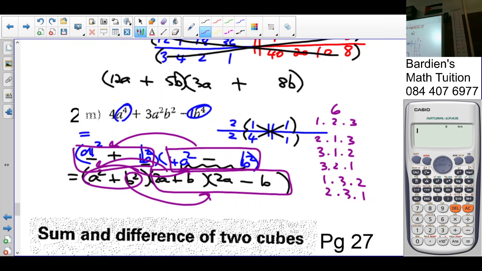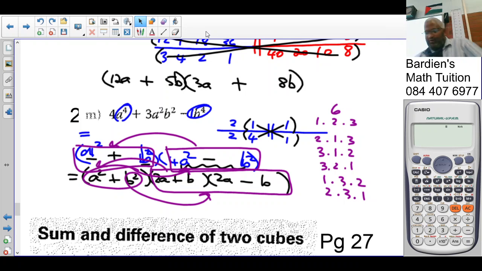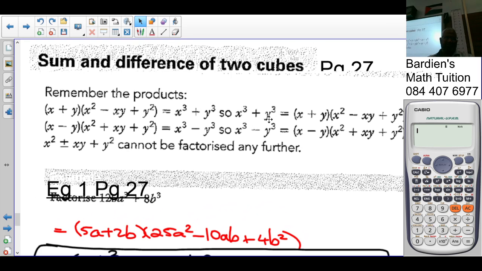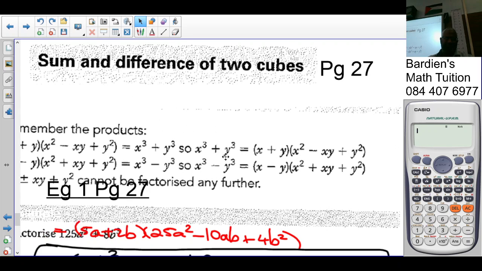Okay? So why? It will give you the same solution anyway. Okay? Any confusions, any questions there with regards to that? No? Then we went on to the sum and difference of cubes. Okay? Sum and difference of cubes.